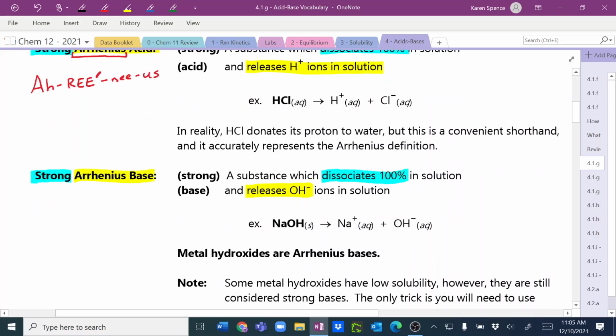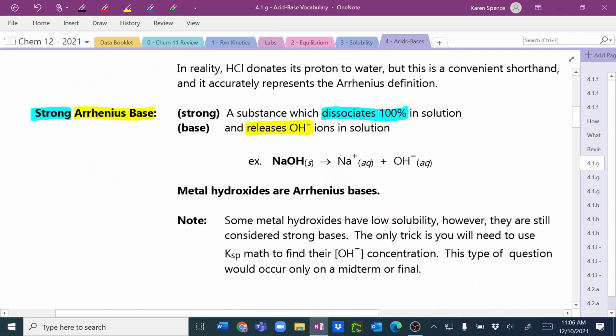So our most famous acid, HCl, is an Arrhenius acid. Our most famous base, NaOH, is an Arrhenius base. Metal hydroxides are Arrhenius bases, yes? The only little trick with those is that some metal hydroxides have a low solubility, but we still consider them to be strong bases.